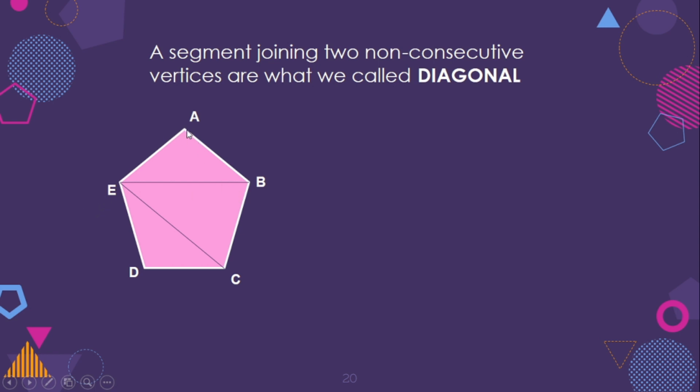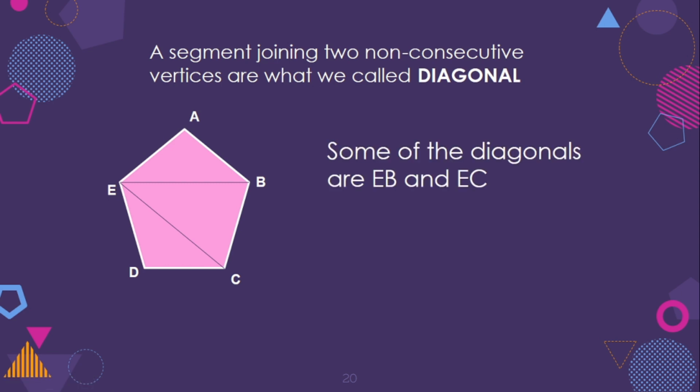What else? From A, what vertices are not next to it that we can draw a diagonal to? We have A and D, that's possible, or A and C, that's also possible, right? From C, we can have CE and CA. From B, we can draw a diagonal from B to E, and B to D. So those are the possible diagonals. Some of the diagonals, like I showed earlier, are EB and EC.